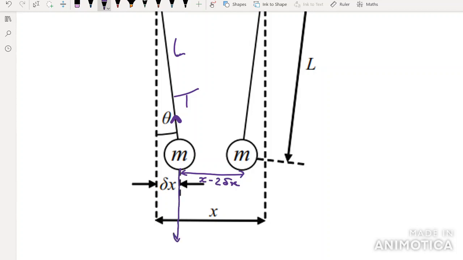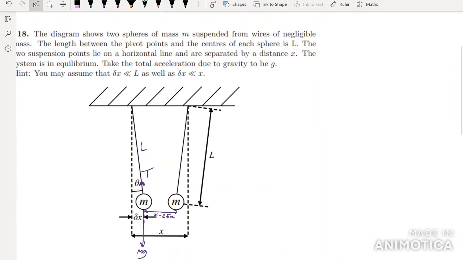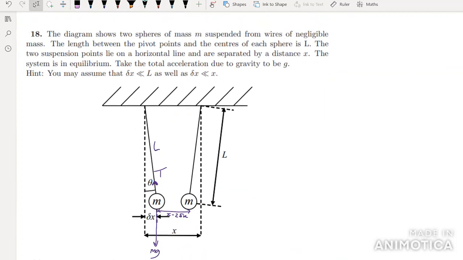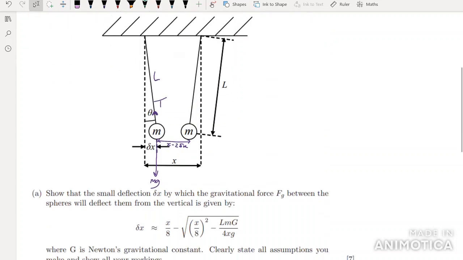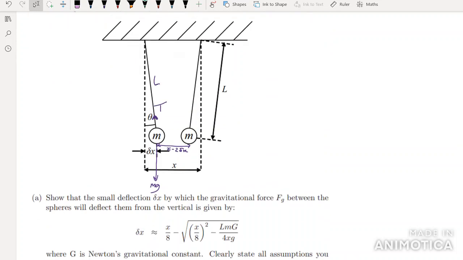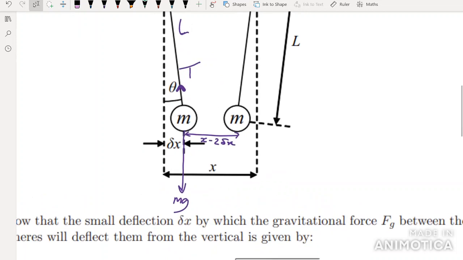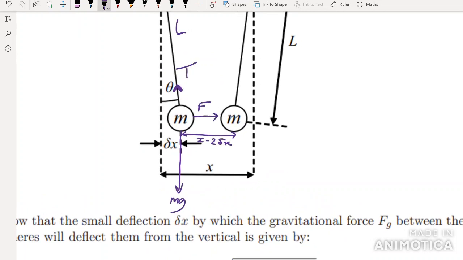What else we got? Well, we've definitely got mg down. Okay. What else can we label on? Why are they like that? Well, it must be gravity pulling them together, by which gravitational force Fg. So in other words, we've also got Fg going that way. Okay.